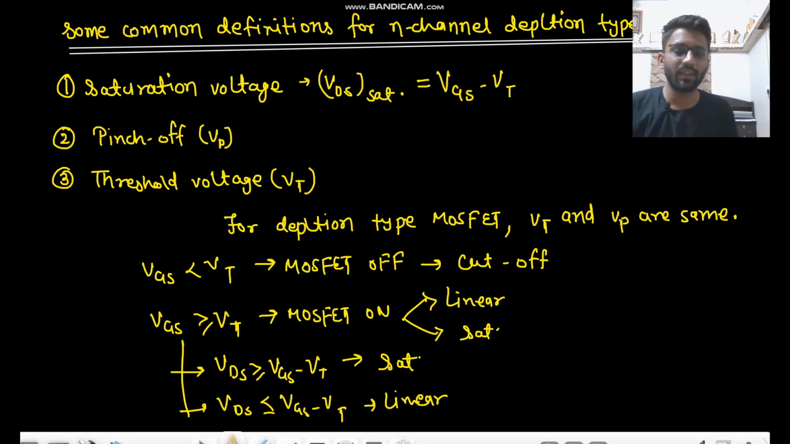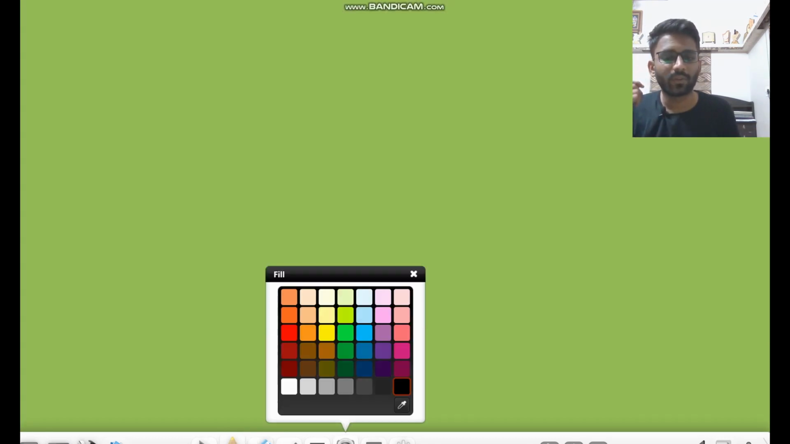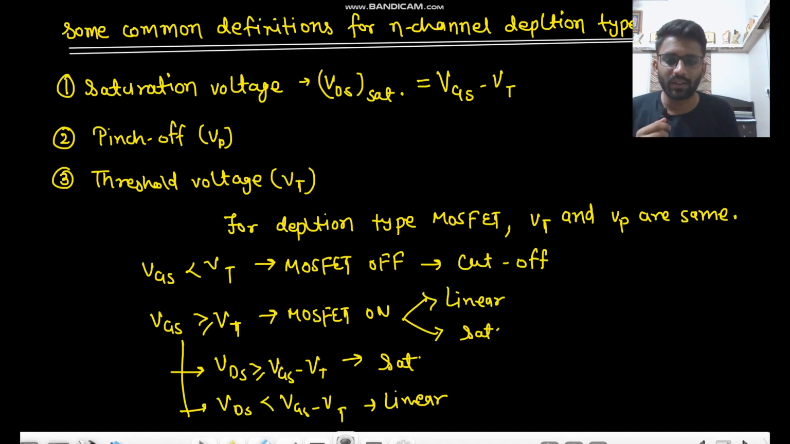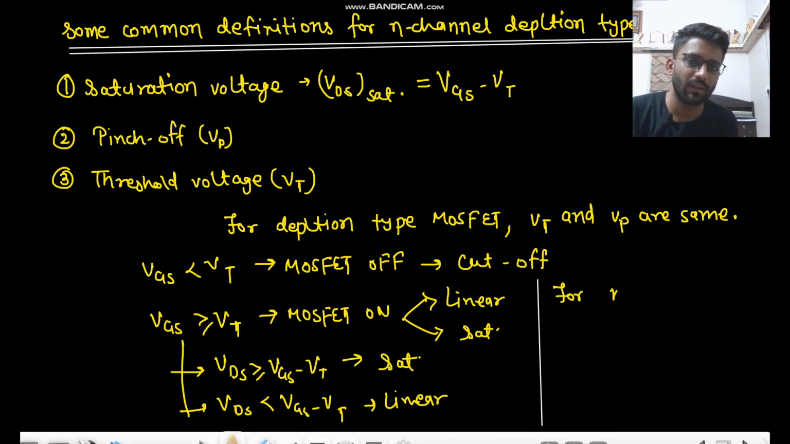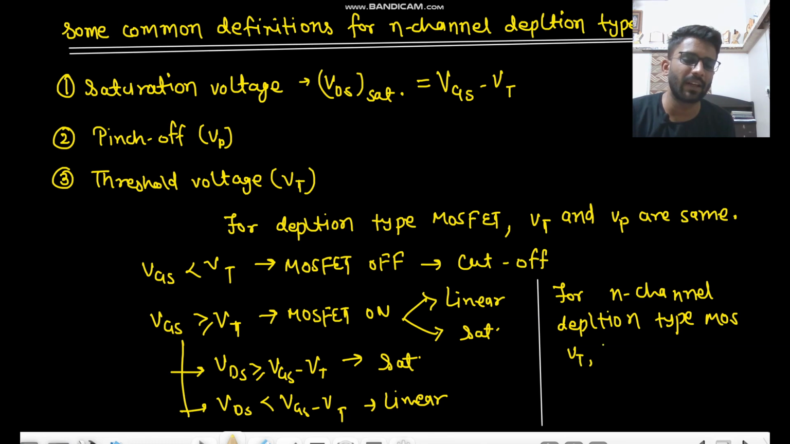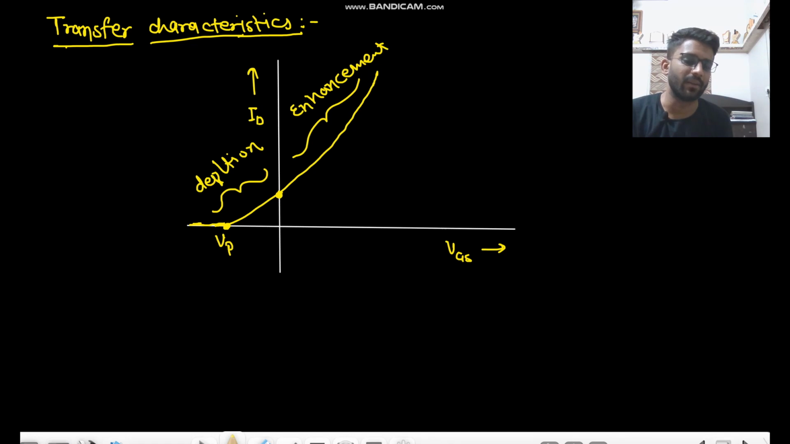So I hope you have understood it. I have put equal here. Equal shouldn't be there. Now one more thing I need to write. I will write here only. For N-channel depletion type MOS, VT and VP are negative, right? VT and VP are negative.